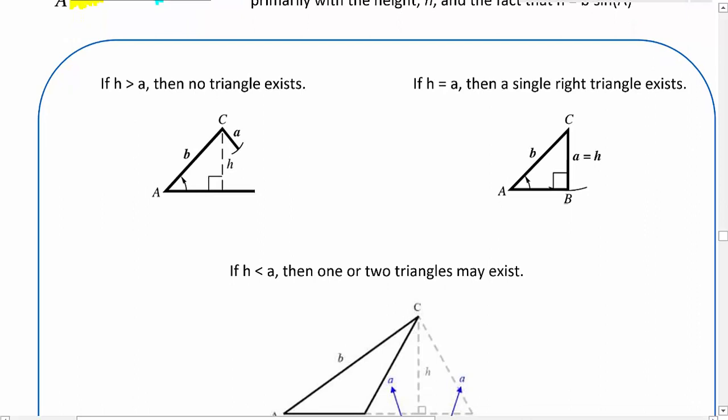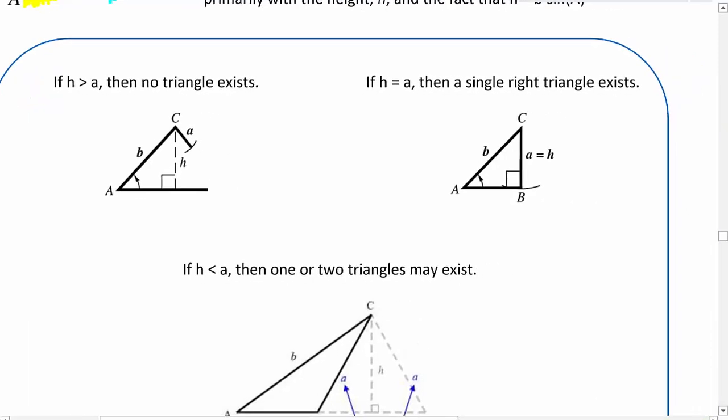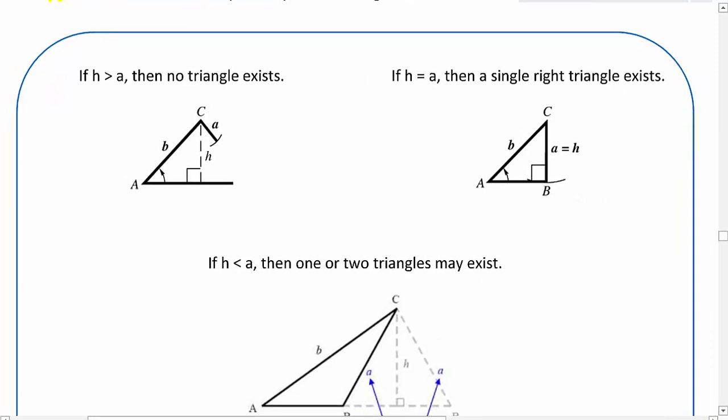Our first situation is if that h that we found, which is the height, the shortest distance between our angle and our side, is greater than a, then no triangle is going to exist because that side a isn't long enough to touch the bottom. Now, if h and a are exactly the same, then a single right triangle exists because it's the shortest distance. There's that perpendicular at the bottom.